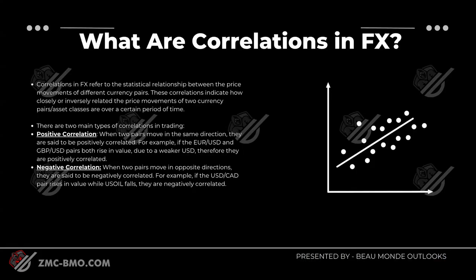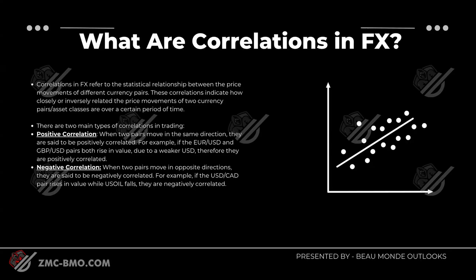Now, what are correlations in FX? Correlations refer to the statistical relationship between the price movements of different currency pairs or asset classes. These correlations indicate how closely or inversely related the price movements of two currencies or asset classes are over a certain period of time. Now, it's important for us to understand that we have two types of correlations. We have a positive correlation and a negative correlation.